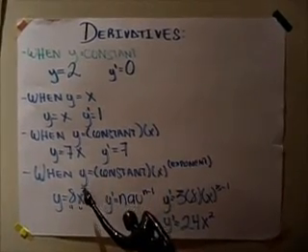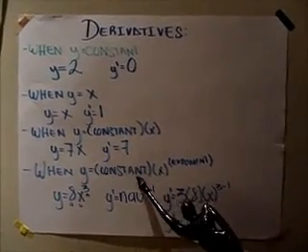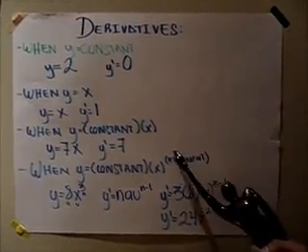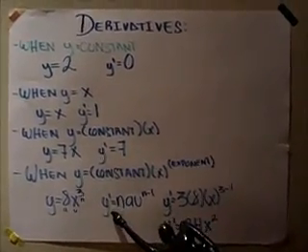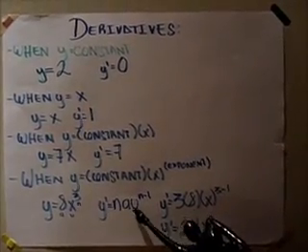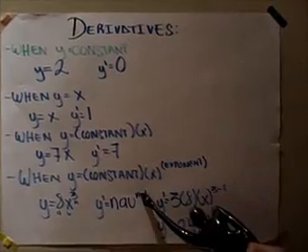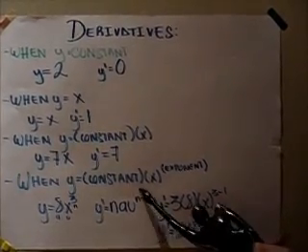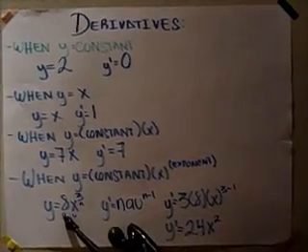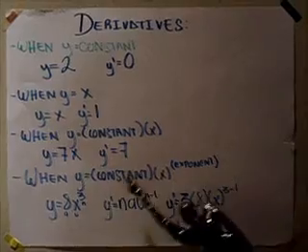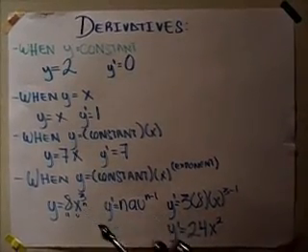The fourth one is when y is equal to a constant times x with an exponent. We will use the formula y prime is equal to n times a times u, and to the exponent we will subtract n minus 1. The constant is going to be the a, the x is going to be the u, and the exponent is going to be n.